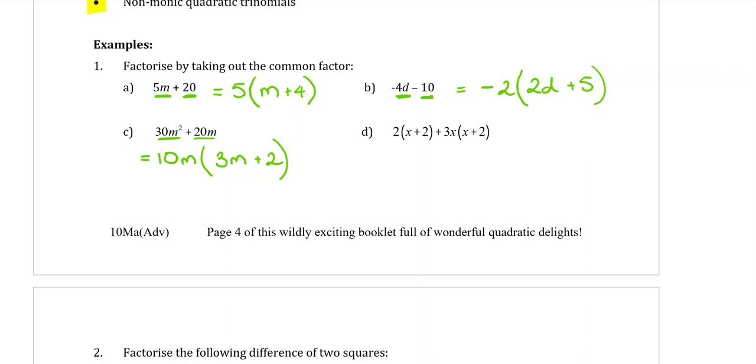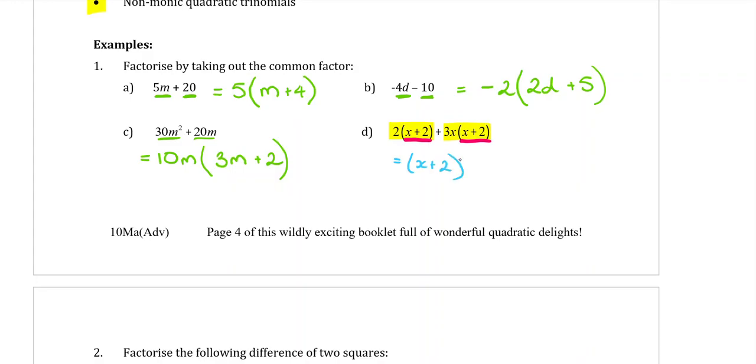In part D, it would be tempting to want to expand this, but remember that we are trying to factorize, which means we want a common factor. The two terms that we have, this is the first term and this is the second term. Each of those terms has the same bracket, x plus 2, in it. So the x plus 2 is the common factor. Bring the x plus 2 out the front.